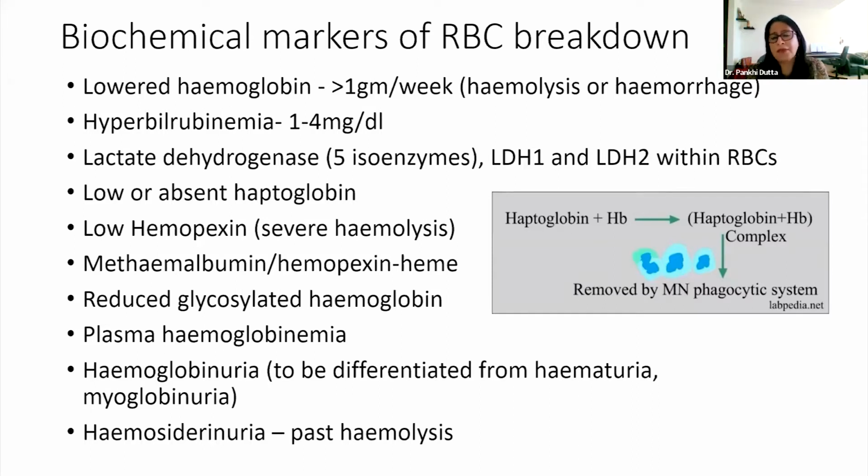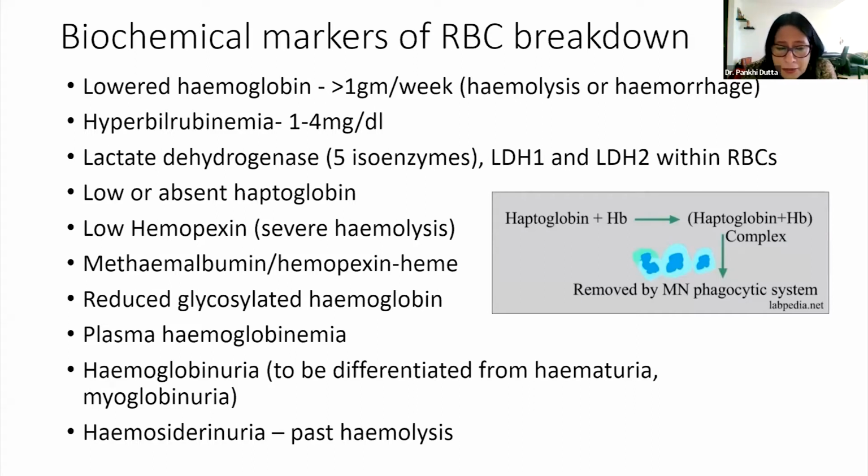There are many isoforms, but LDH1 and LDH2 are rich in RBCs. As I said, haptoglobin, which is a scavenger molecule, would be low or absent. If haptoglobin is completely used up, then hemopexin is yet another molecule which can bind, and that can also become low. And glycosylated hemoglobin, which is a very stable marker, would get reduced drastically to values around 3, 3.9.